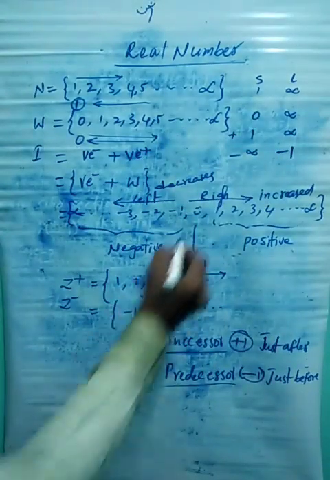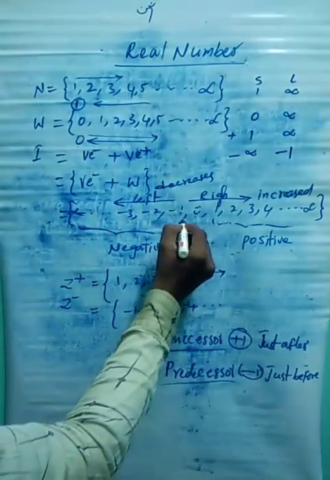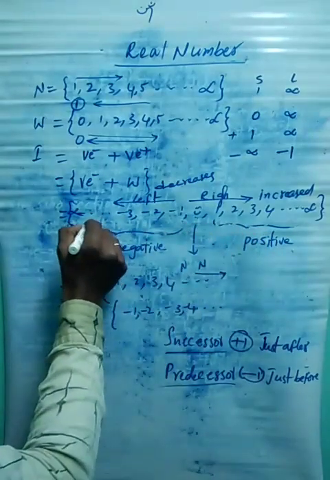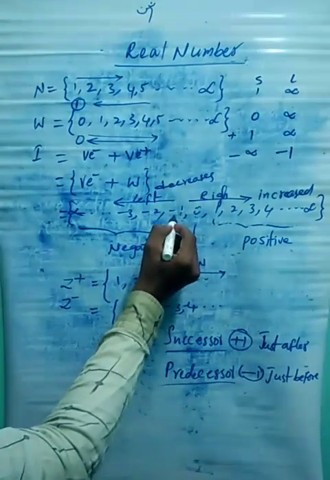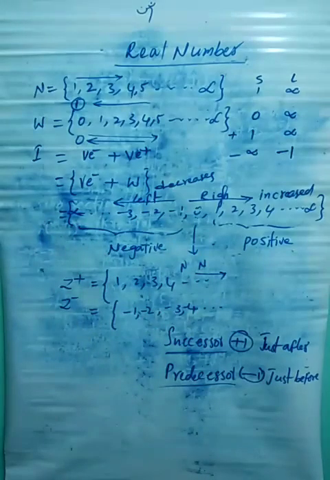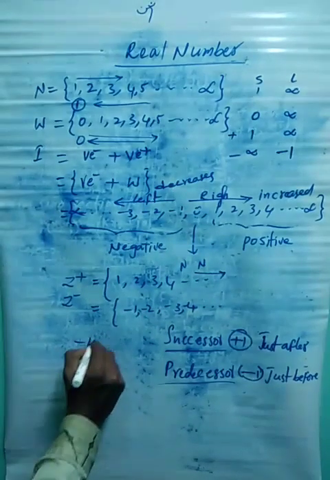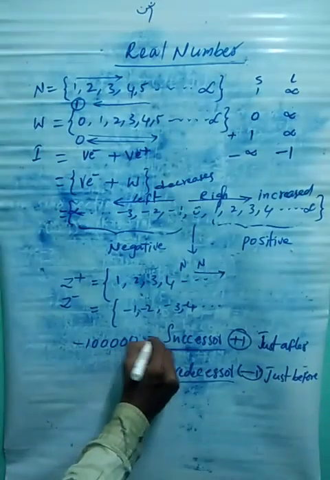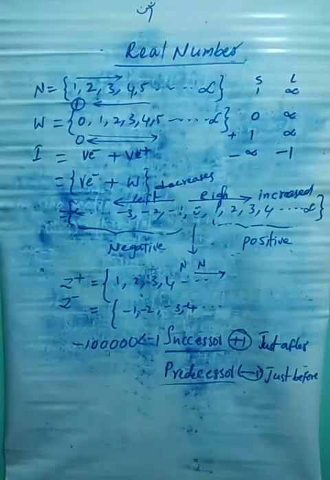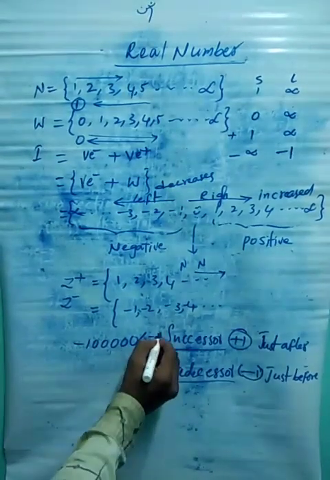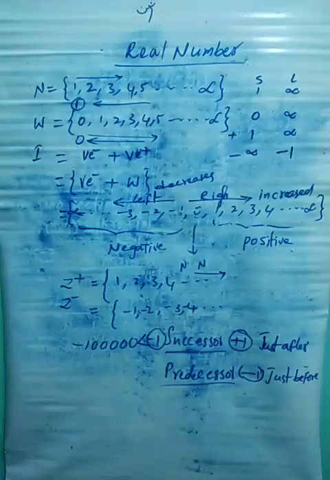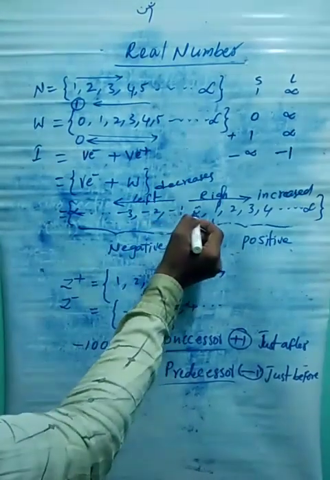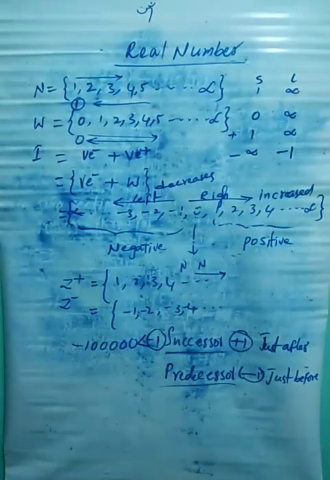You observe 0 is always greater than the negative integers, and 0 is always less than the positive integers. So minus 1 is always greater than every other negative integer. Suppose I take 1 lakh and minus 1 lakh. Which is greater, minus 1 lakh or minus 1? Minus 1 is greater, because on the number line the negatives are to the left of 0, and the positives move to the right side.